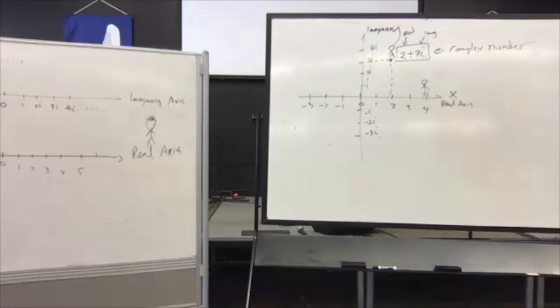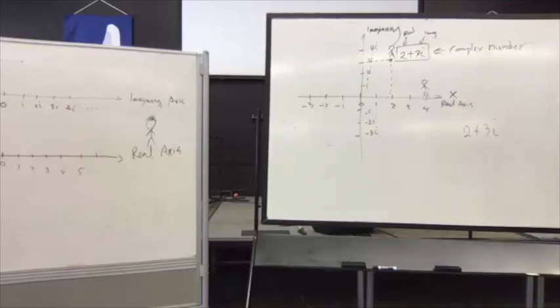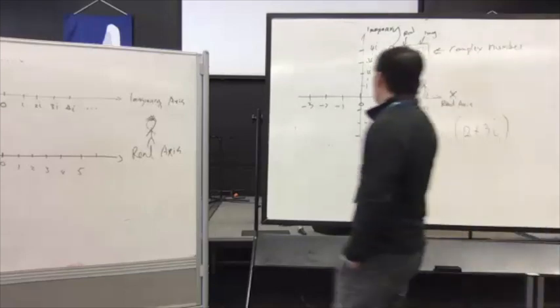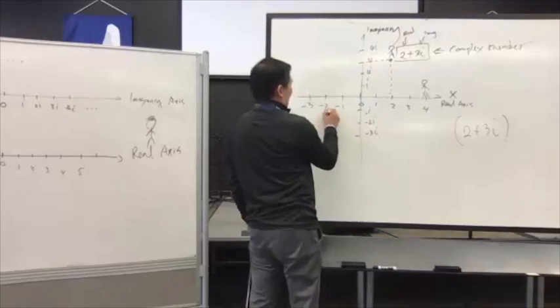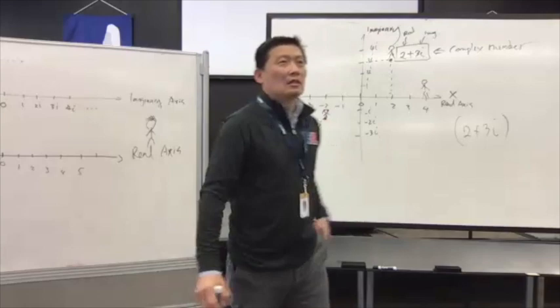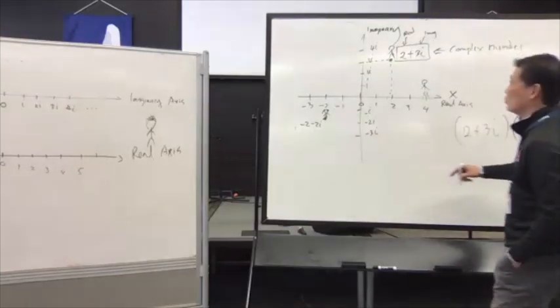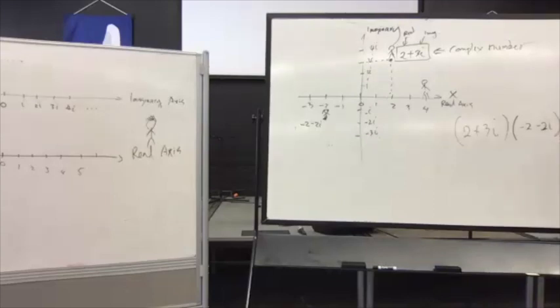Now, we're almost out of time. But here's a really interesting point. Take a look at this. When you have 2 plus 3i, say Jasper at 2 plus 3i, and he's going to go and meet with Ellie. Ellie is sitting over here, and she is at negative 2 minus 2i. Does this remind you of something? Yes. Factors. It's all connected. Yeah, everything is connected.